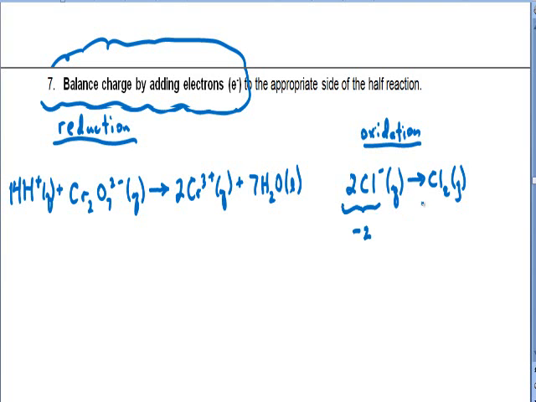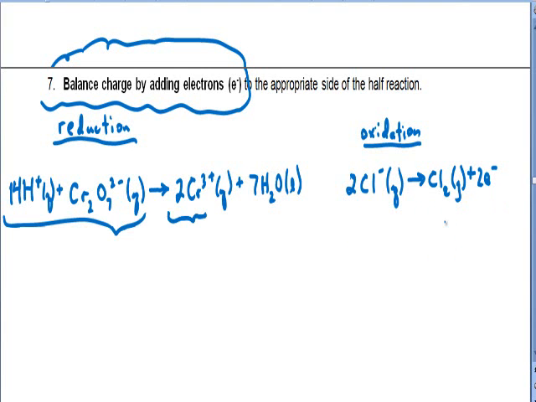The elemental chlorine has a charge of 0. We want to have each side have the same charge, so what we add is 2 negatively charged electrons to the right-hand side, and that gives the right-hand side a charge now of -2, and our charge in this half reaction is balanced with -2 on each side of the half reaction.